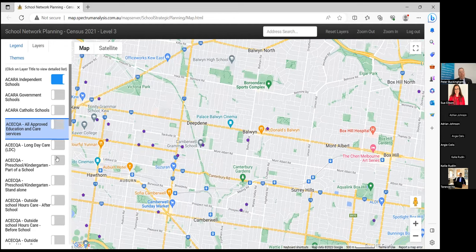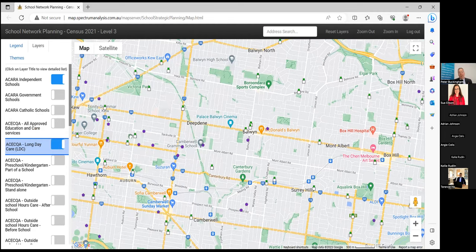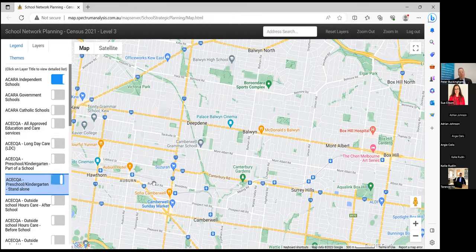Now we can break it down. We can say, let's just look at the long daycare centres. Every one of those now has the green block on top. If we said, no, we're mainly interested in preschool kindergartens, we can bring them up and we can see all of those around our areas.